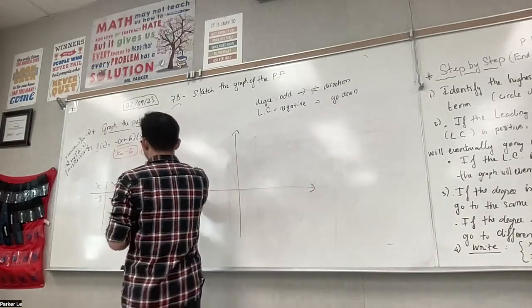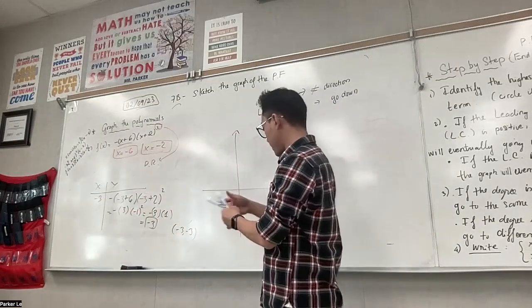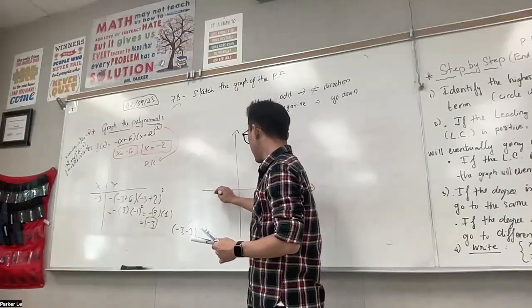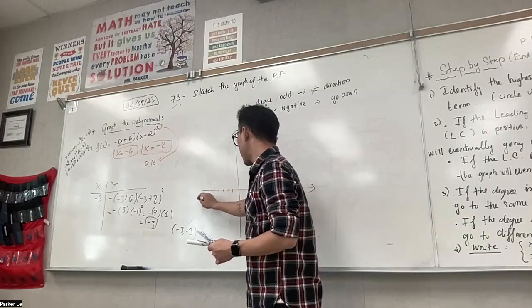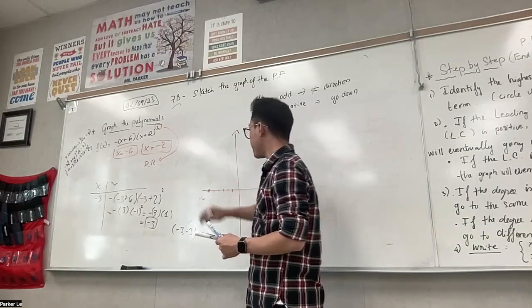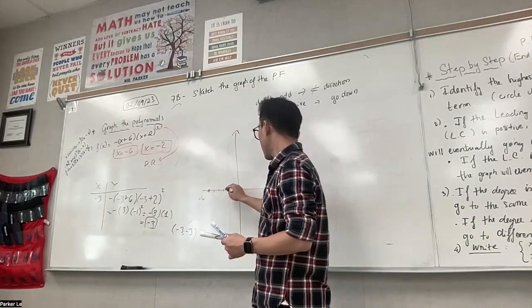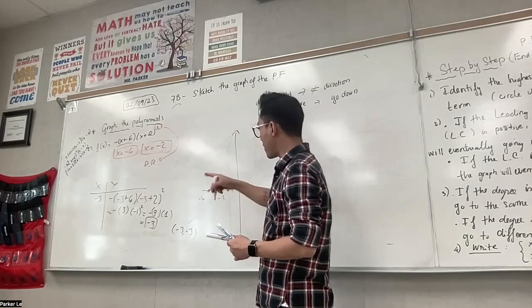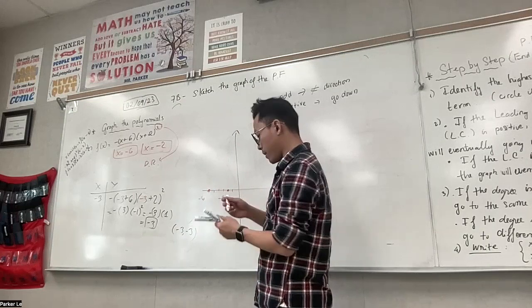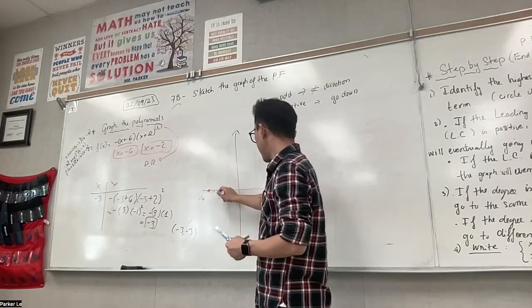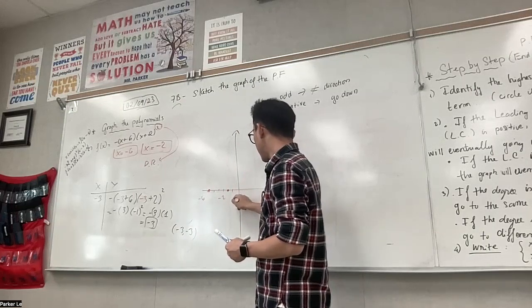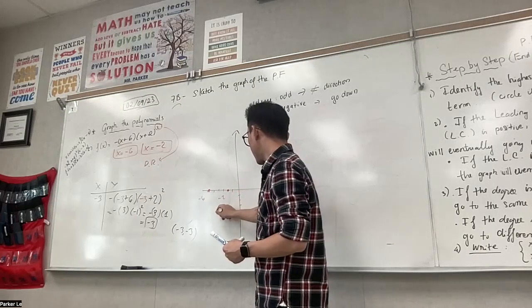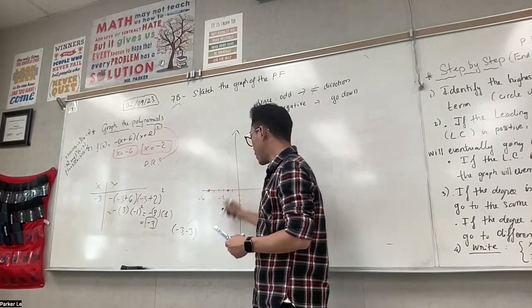Okay, now plot the point. -6. So 1, 2, 3, 4, 5, 6. -6 right here. I put a point right here. -2, 1, 2, -2. Okay, and then -3 and 3. -3 and -3. 1, 2, 3. So -3 and -3 right here. So these 3 points.